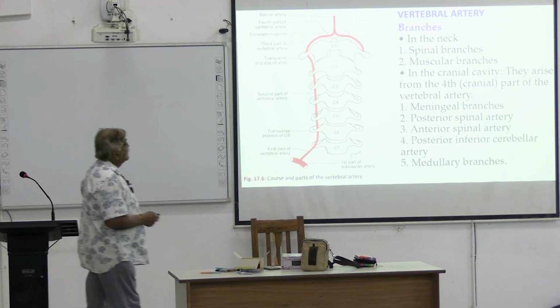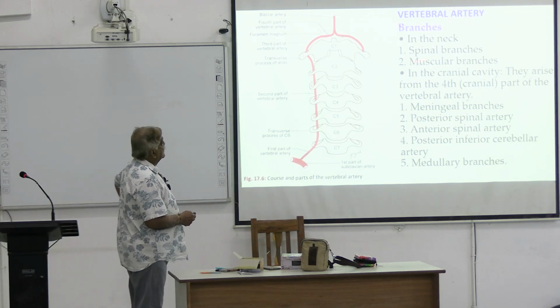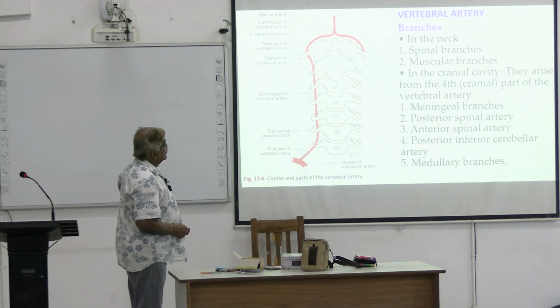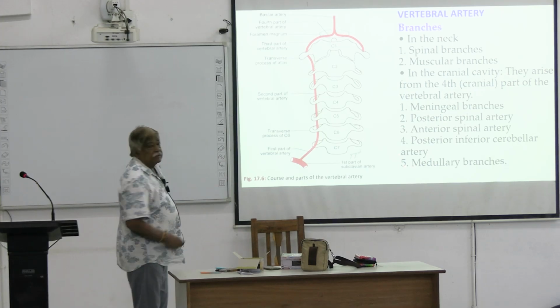Now, vertebral artery branches in the neck: spinal branches and muscular branches. In the cranial cavity, they arise from the fourth part of the vertebral artery: meningeal branches, posterior spinal artery, anterior spinal artery, posterior inferior cerebellar artery, and the medullary branches.